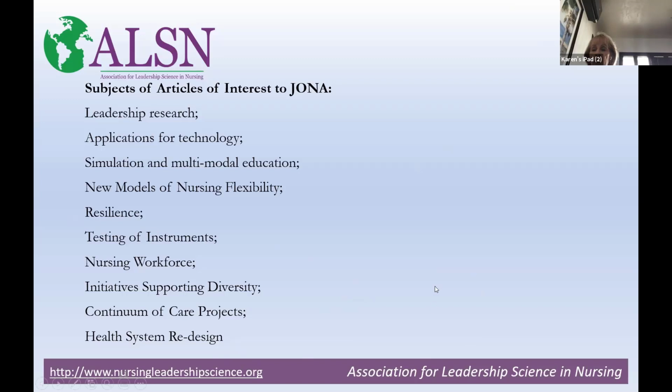Continuum of care projects are hot topics for me, because I feel like the walls of the hospital have become arbitrary, and we need to look at how nurses can relate better with post-acute care, with primary care, and try to have better safety and less costs and outcomes that are better for the patients. And then health system redesigns. We're seeing a lot of health systems look at restructuring, redesigning, and I think those models and the lessons learned from those are going to be interesting for everybody.